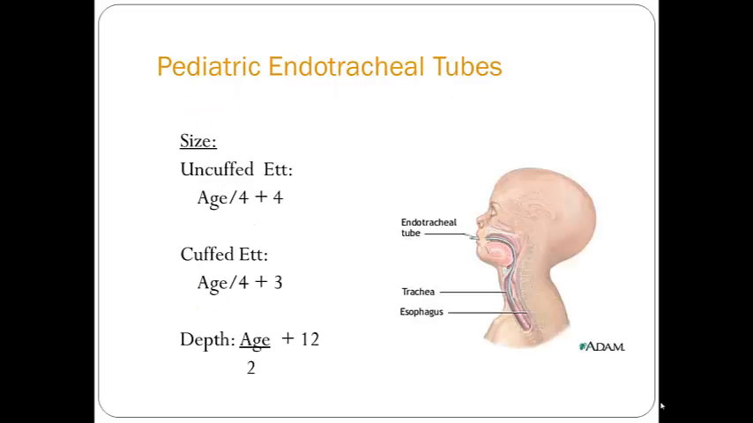This is a very common calculation that you will use in the clinical area. These are the formulas for calculating the correct size endotracheal tube for pediatric patients. These are the formulas that you learned when you took PALS. For choosing the correct size of endotracheal tube in a pediatric patient, when the tube is uncuffed, the formula is the patient's age divided by 4 plus 4. If you're using a cuffed endotracheal tube, the formula is the patient's age divided by 4 plus 3. And the depth at which the tube should be taped at the patient's lip is given by the formula the patient's age divided by 2 plus 12.